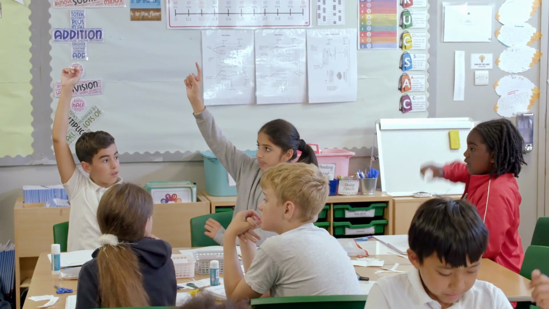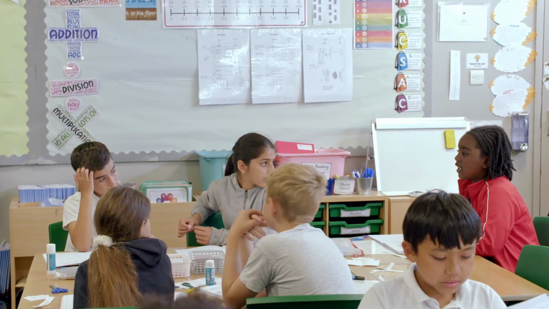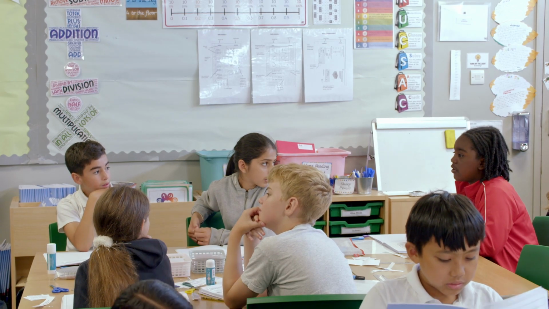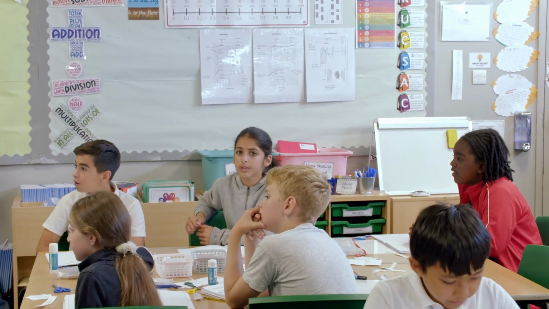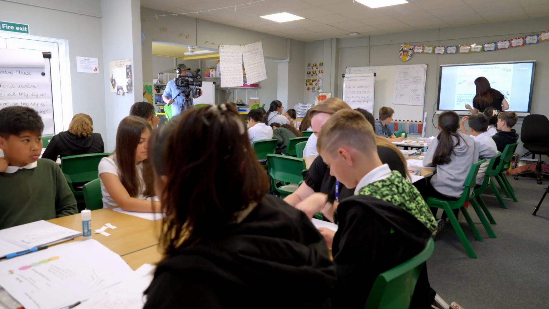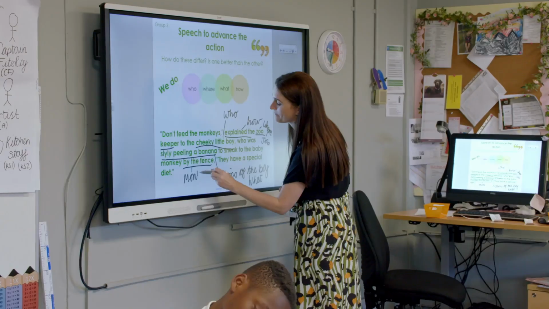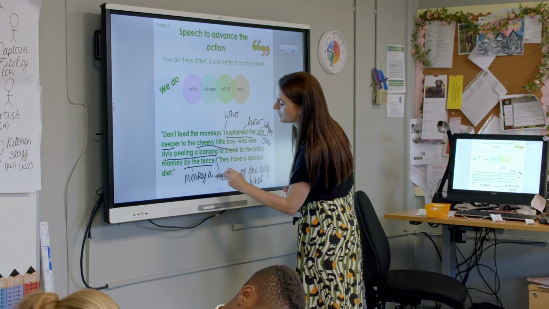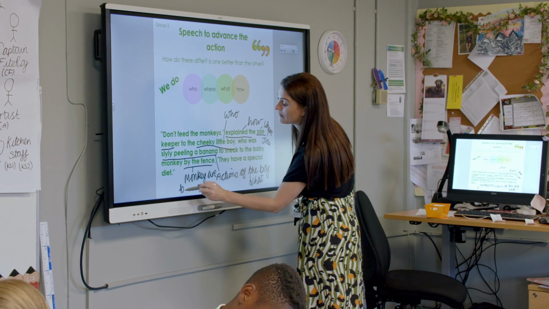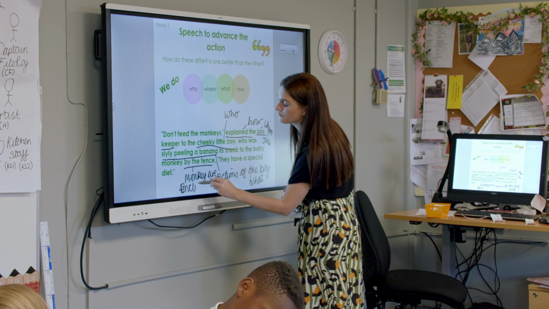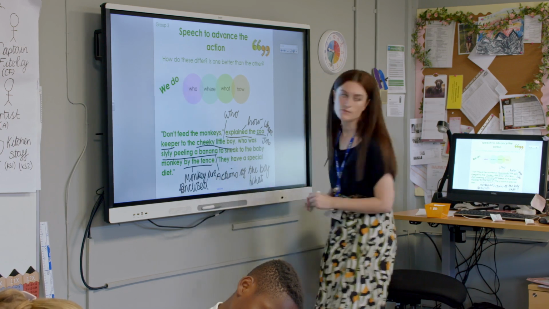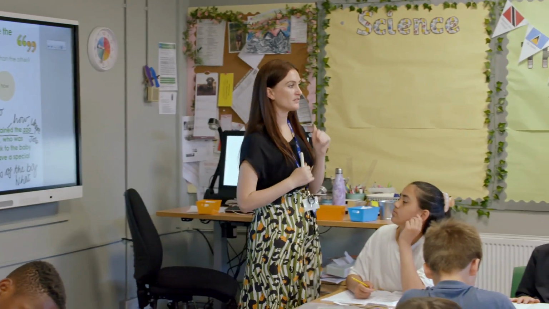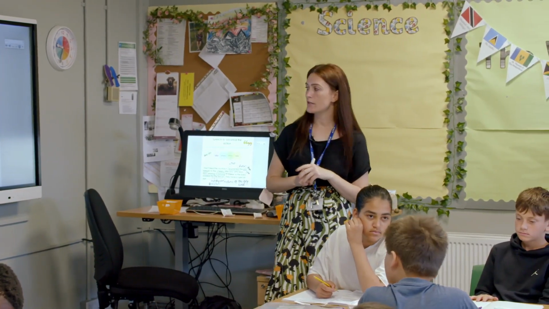What do you find, Jay? By the fence, yeah. The monkeys are enclosed, aren't they? Good boy, well done. The monkeys aren't free to roam. They're behind a fence. They're enclosed somewhere. Good. So that's really good.